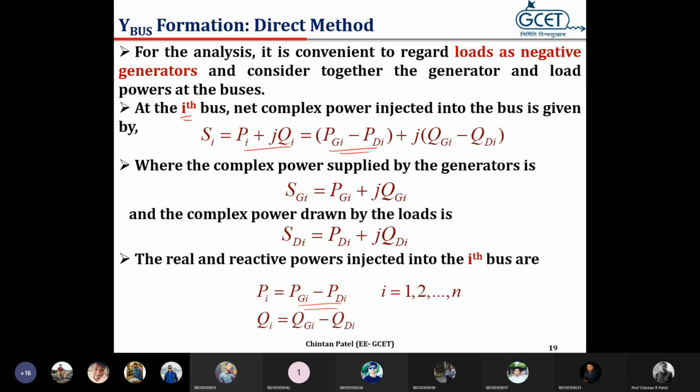So it may be possible that for a particular duration, like let's say from morning 6 to 11, at bus number 1 power is in excess and at bus number 2 there is power deficiency. So during that period power will flow from 1 to 2.